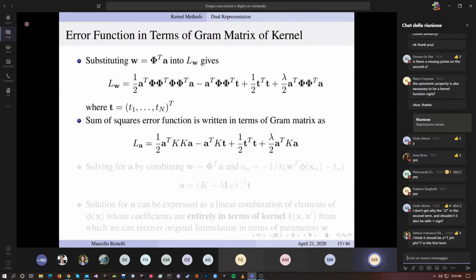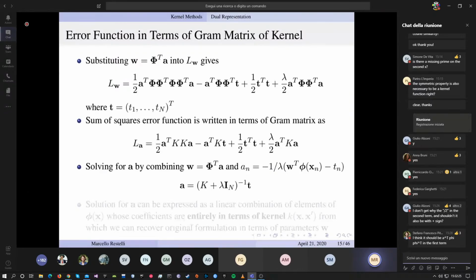Okay, but this is exactly the same loss function as before, simply rewritten not in terms of features, but in terms of kernels. Now if you want to compute the solution of this new loss function, so you want to find the A that minimizes it, you compute the gradient of this loss function. And once you have computed the gradient, you put it equal to 0.